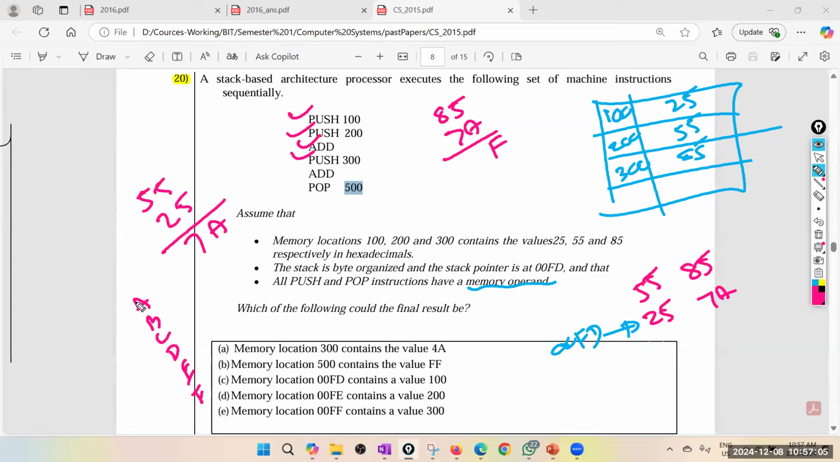So A plus 5 gives F. Then 8 plus 7 is 15, and 15 is F. So therefore after this addition, we pop and FF is back. And pop that value into the stack at the 500 location. So therefore the 500 location will have FF. So this is the answer.